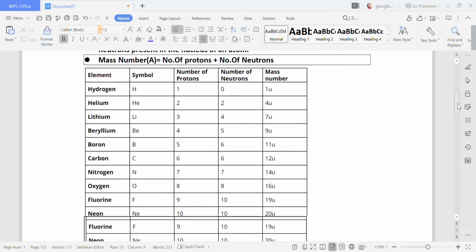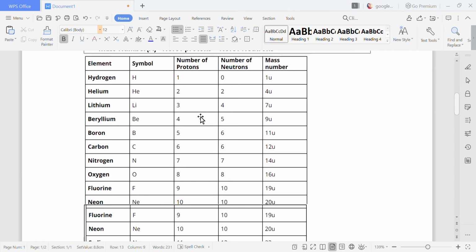Now here is a table in which I have given you the names of the elements, their symbols, the number of protons they have, the number of neutrons they have, and their total mass number. As I told you, how will you find out mass number? You will add the number of protons and neutrons. You see hydrogen: I told you that hydrogen is the only element which has 0 neutrons, so its mass number is 1. Now you see helium, 2 plus 2, 4. Lithium, 3 protons, 4 neutrons, so 7 is the mass number.